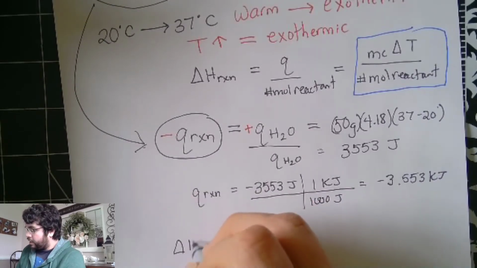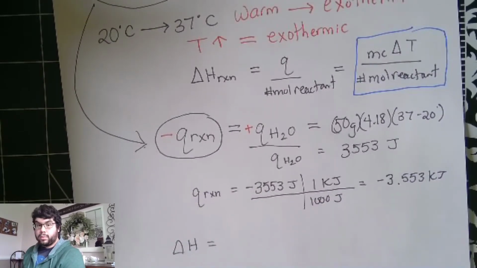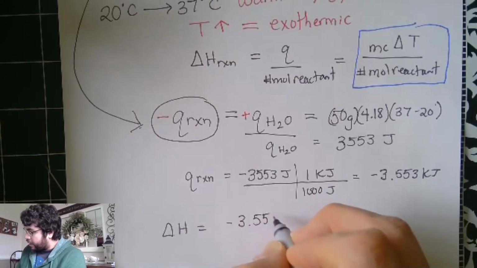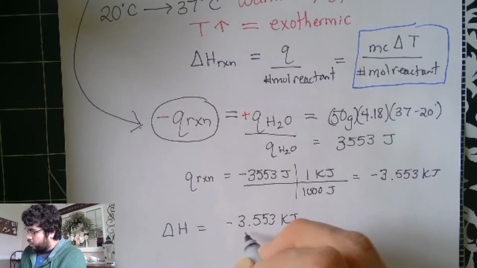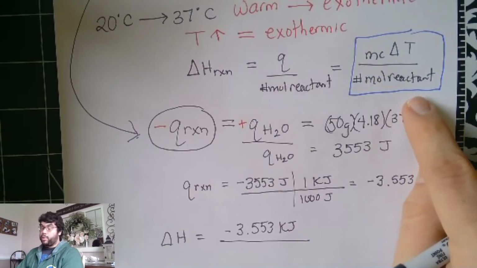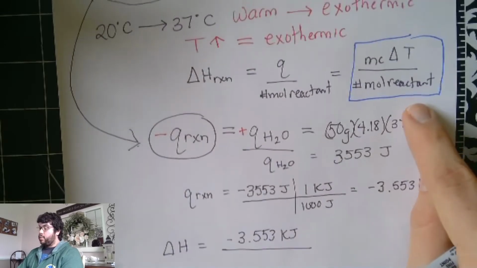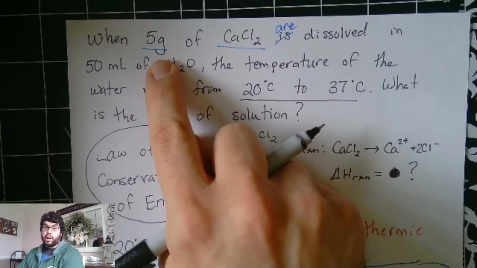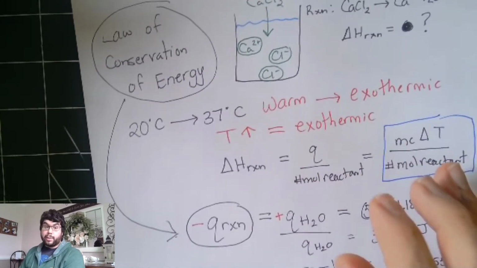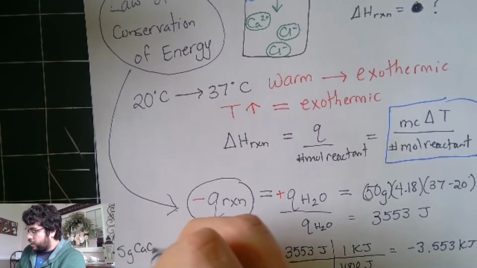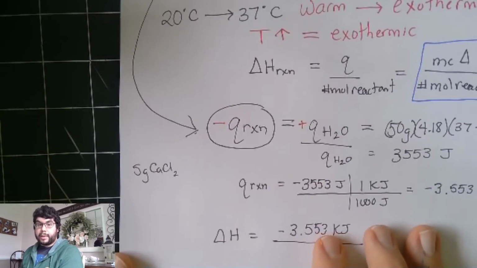And so delta H is going to be equal to negative 3.553 kilojoules over, and then that's going to be underneath there, the number of moles of reactant. Well, how many moles of calcium chloride dissolved in the water? 5 grams did, so let's convert that to moles. 5 grams CaCl2 down here.